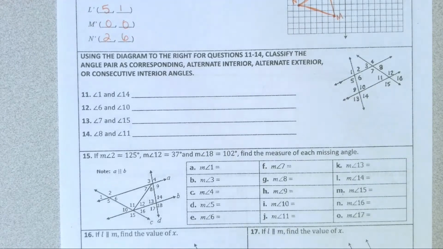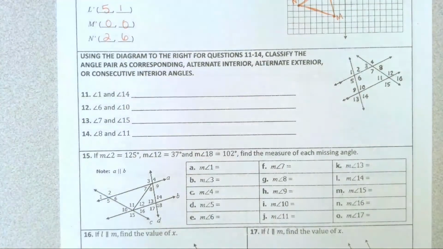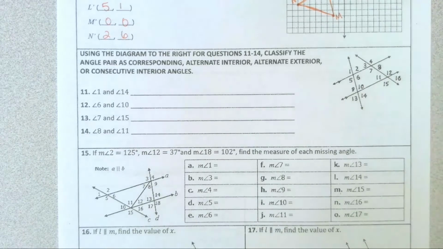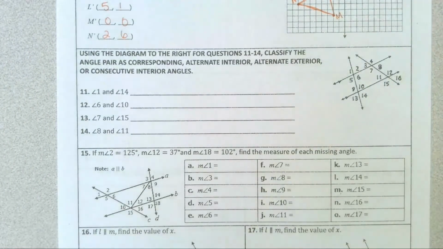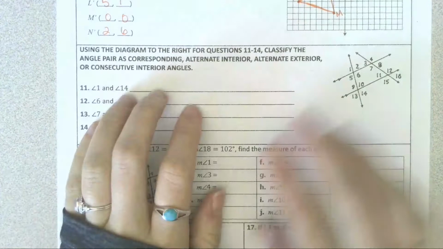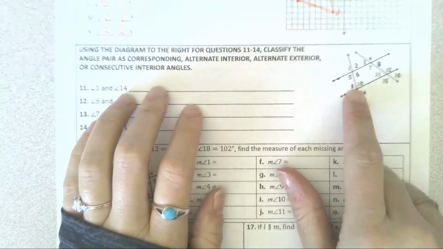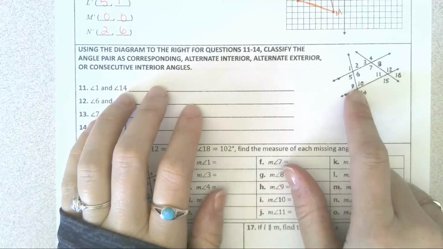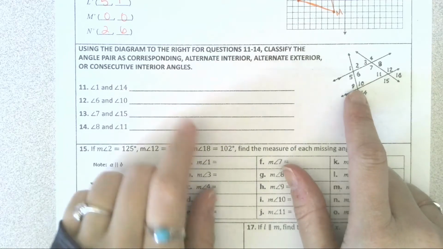Hey guys, this is part 2 of the geometry review video. This is going to cover questions 11 through 20, and this is going to be about parallel lines cut by a transversal. So for the first 4 questions, it says to use the diagram here to the right, and we're going to classify the angle pairs as either corresponding angles, alternate interior angles, alternate exterior angles, or consecutive interior angles.